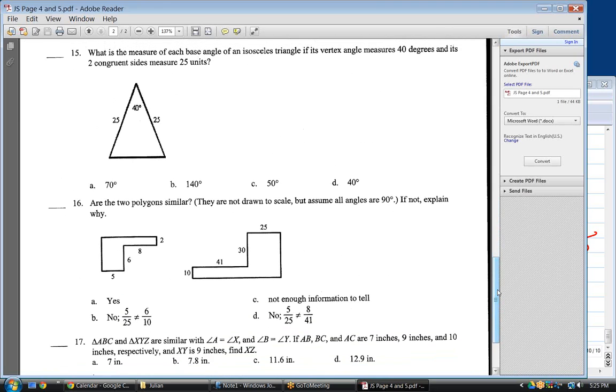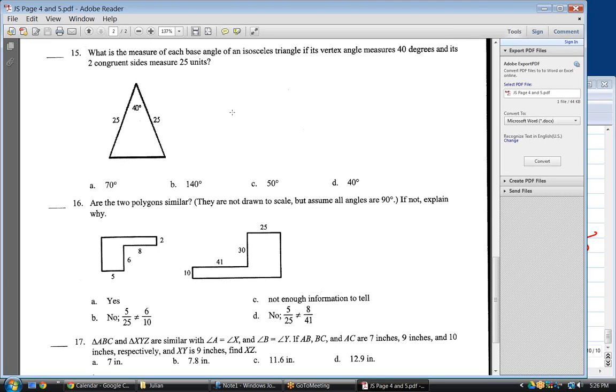What is the measure of each base angle of an isosceles triangle if the vertex angle is 40 degrees and its two congruent sides measure 25 each? So the base angles are that angle and that angle. What are they equal to? Since they only give one answer, they must be the same. They're the same because it's an isosceles triangle.